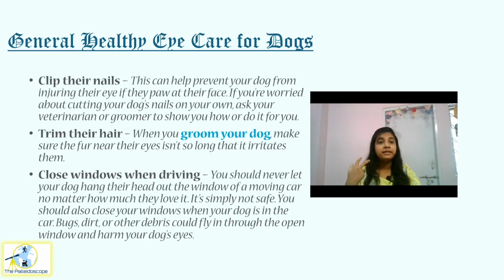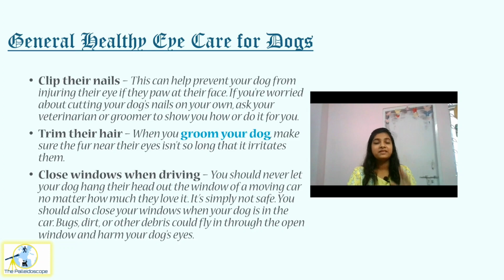Trim their hair. Their hair should be trimmed, especially around the eyes. Dogs having bigger ears, those should be trimmed. When you groom your dog, make sure the fur near the eyes isn't so long that it irritates them. When our eyes are covered with hair, you see I'm doing like this very often. Why? Because the hair is coming to my eyes and it is disturbing me. So similarly, it disturbs them as well. So you need to groom them properly and cut the fur around their eyes that bothers them.